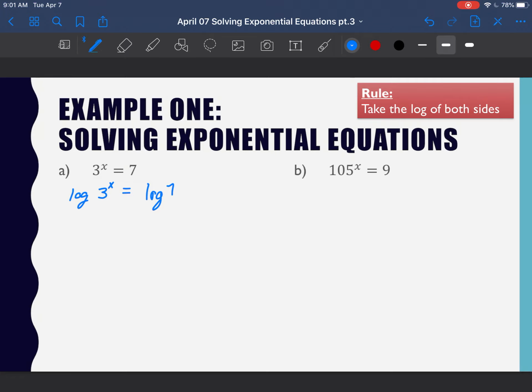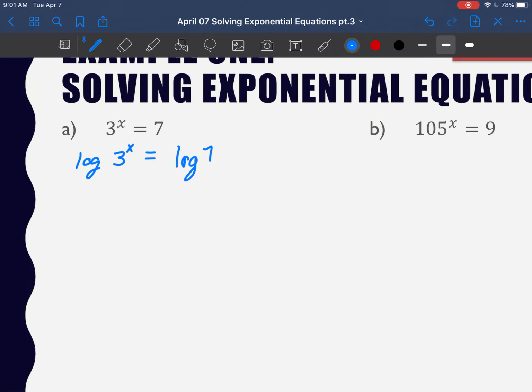So then, on this first one, if you look at this, you see that you have an exponent there. What do we do whenever you have a logarithm and there's an exponent? You take that exponent and you move it in front. So then we're going to take this x and move it in front of the logarithm. So then this looks like x log 3 is equal to log 7. Now that x log 3, it's implied that it's multiplication. So x times the log of 3.